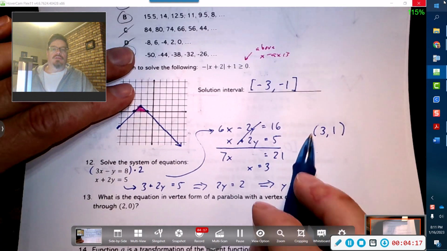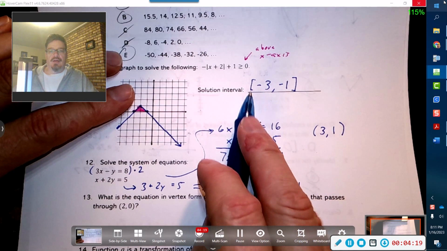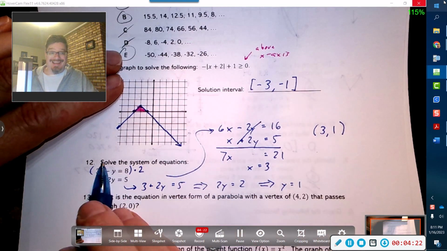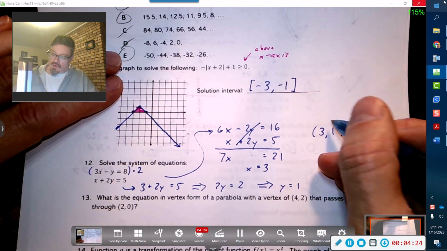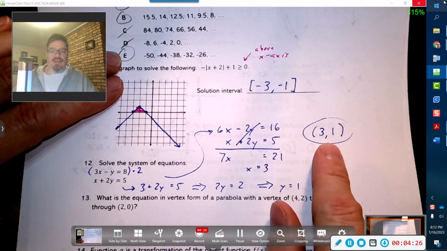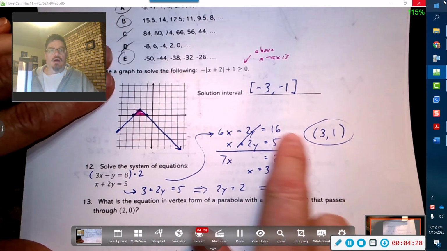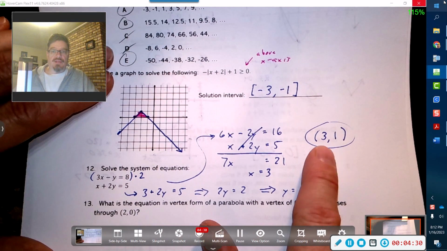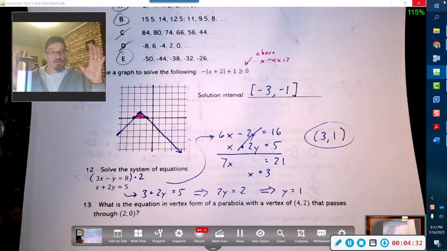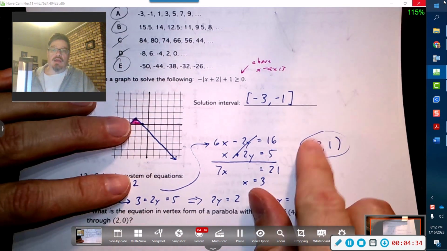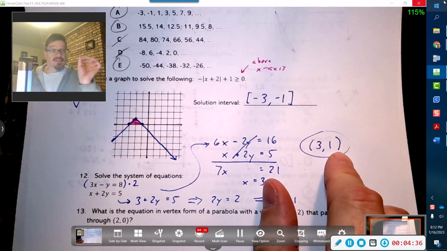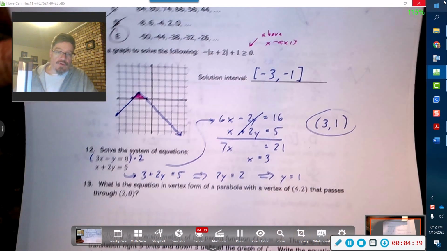Now don't confuse this with a domain. Okay, the context says solve, and so we're not concerned about this being a domain here. Okay, if it said solution interval, then this would be a domain, a window of values. Okay, unfortunately, they can mean the same thing. That's why the context is actually very important.